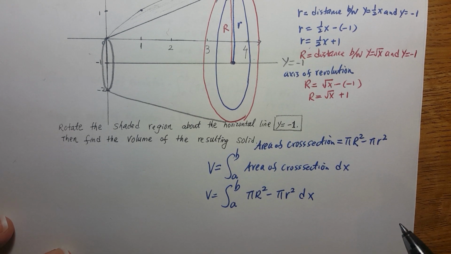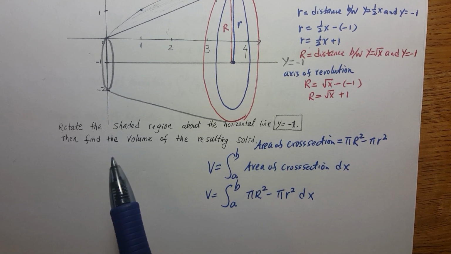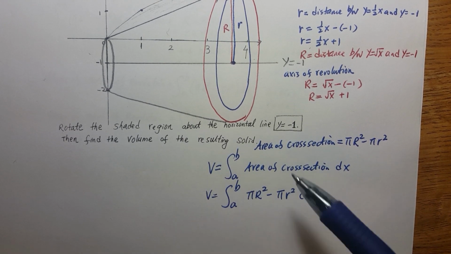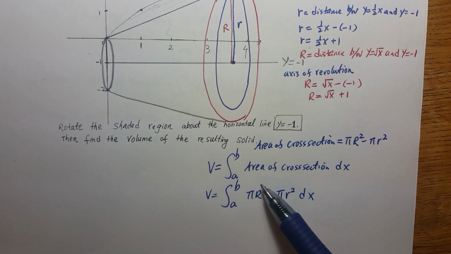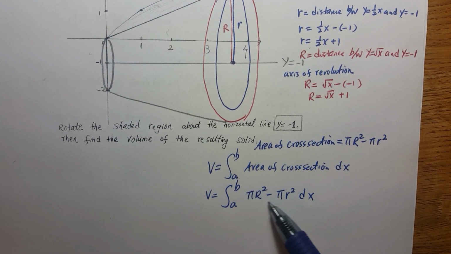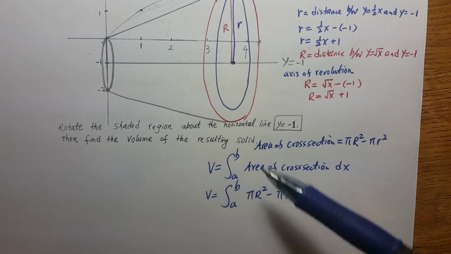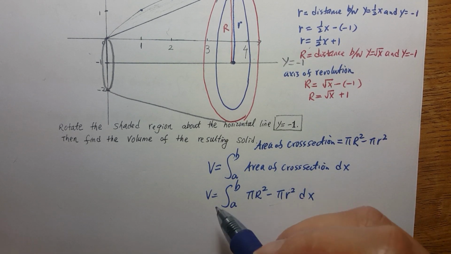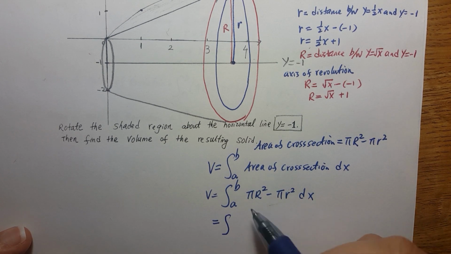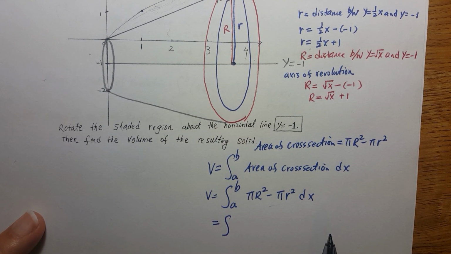So at this moment you will notice that when you have a solid that results from a rotation, it always has something to do with the circle. So that's why our area of cross section is going to use pi big R squared minus pi small r squared. It's always circular motion. So that's why your area of cross section always has something to do with the circle. So now a to b, that will be the smallest x value and the biggest x value.